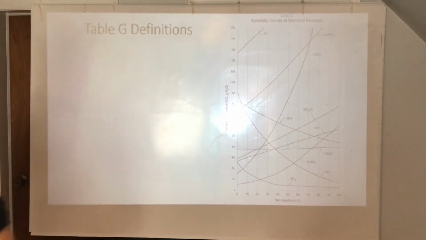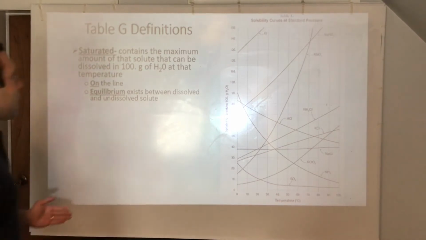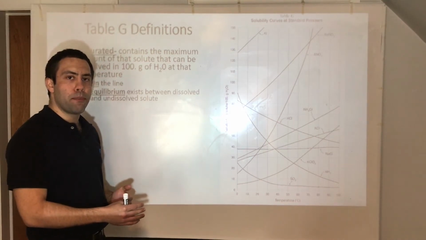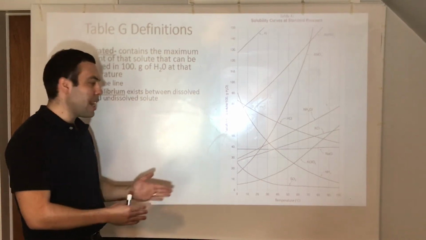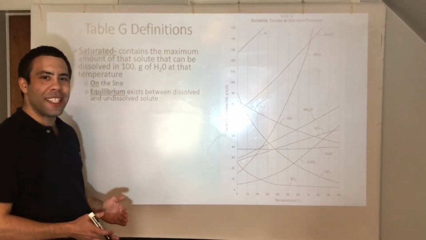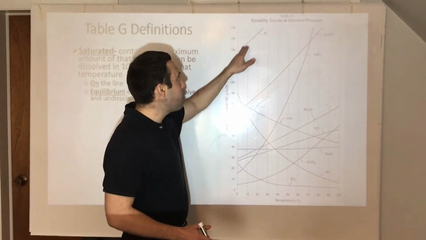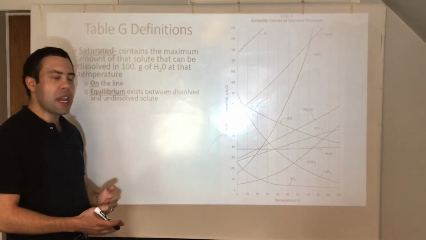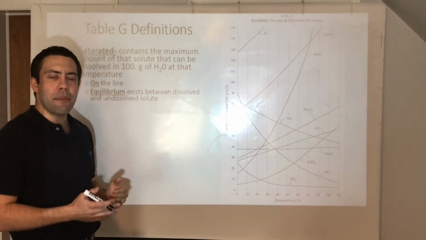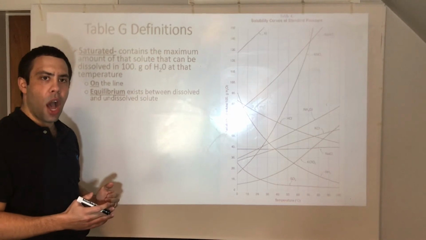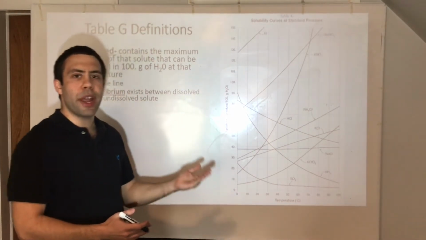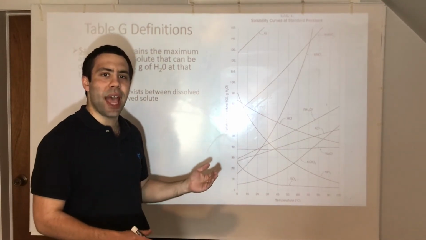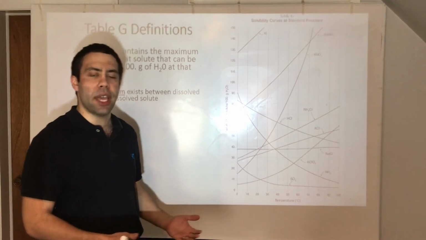The first definition is saturated. Saturated means that the solution contains the maximum amount of solute per 100 grams of water at a given temperature. If you have a saturated solution, that'll be a point on one of these 10 curves. We also say that a solution that is saturated is at equilibrium. That means that the rate of dissolving is equal to the rate of precipitation. So the rate that the solute goes into solution is equal to the rate that the solute precipitates out as a solid or a gas of solution.